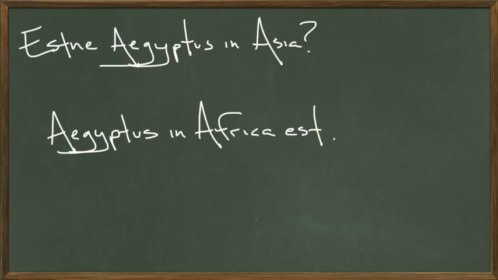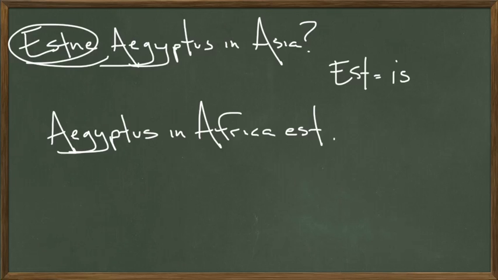Okay, another troublesome question for my students. Most of my students get this right, but they do email me and ask, what does this word mean? The question is "Estne Egyptus in Asia?" and they're asking about this one right here. They get confused by estne. Est in Latin, as we've already said, means "is." It can also mean "he, she, or it is." It can also mean "there is."